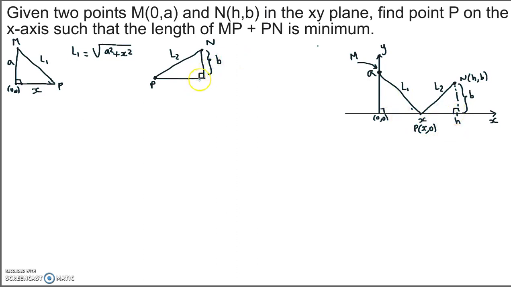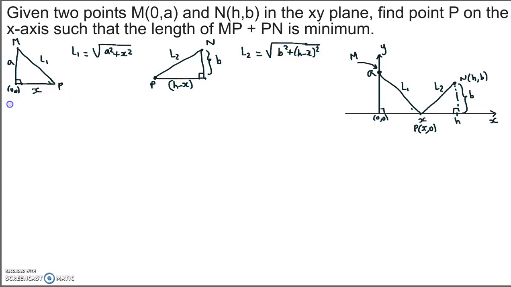This point, which corresponds to this point here, has an x coordinate of H, while this point has an x coordinate of X. So the length of this segment here is H minus X. So that's the length of the distance from P all the way to the projection of N onto the x-axis. So similarly, we have a right angle triangle. L2 is the hypotenuse, so L2 equals the square root of B squared plus H minus X squared.